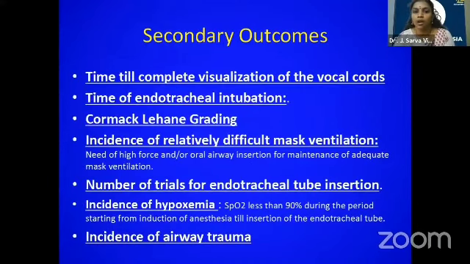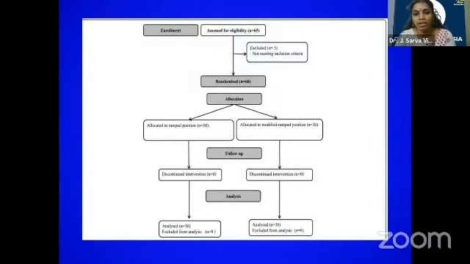The secondary outcomes were the time till complete visualization of the vocal cord, the time taken for endotracheal intubation, the Cormack-Lehane grading, the incidence of relatively difficult mask ventilation, the number of attempts made to insert the endotracheal tube, and any incidence of hypoxemia or airway trauma was also noted. This is the base of the study.